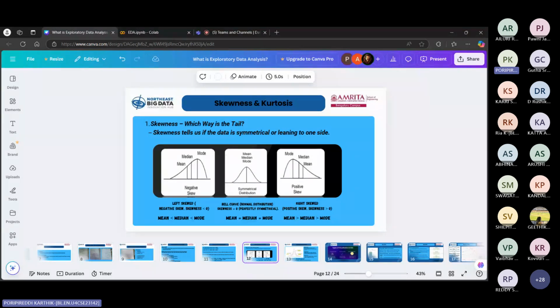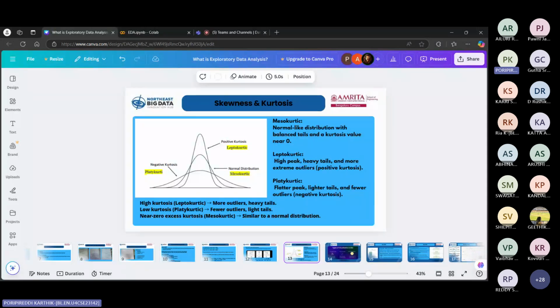Coming to kurtosis. Kurtosis measures whether data has heavy or light tails compared to a normal distribution. And there are mainly three types of kurtosis. The first one is leptokurtic, the second one mesokurtic, and the third one platykurtic. The leptokurtic is a high kurtosis, and mesokurtic is the normal distribution with balanced tails. Here you can see the positive kurtosis is leptokurtic, which means there are more outliers and heavier tails. And the low kurtosis means fewer outliers and lighter tails.